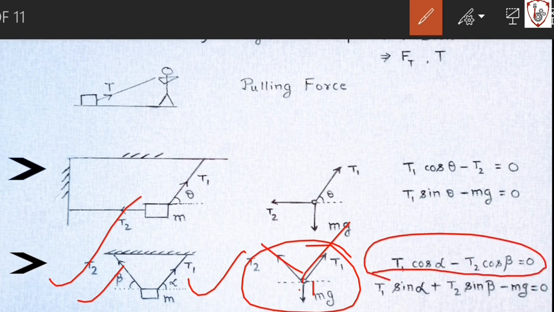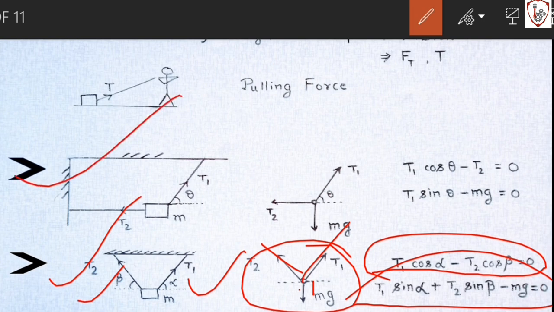In the x direction, T1 cos alpha minus T2 cos beta will be 0. In the y direction, T1 sin alpha plus T2 sin beta minus mg is equal to 0. Simple. F is equal to ma, where F is the total or net force acting on the body. So far it's clear, right? So we will be able to draw the free body diagram and apply Newton's law of motion. Clear? So far we have assumed that in these examples there is no motion in the body. We will bring the motion also.